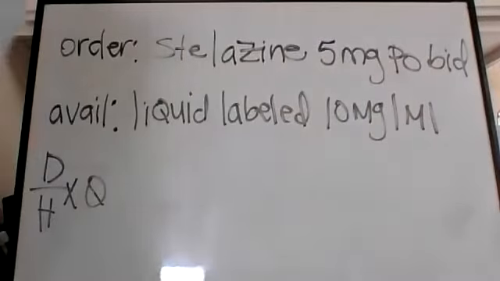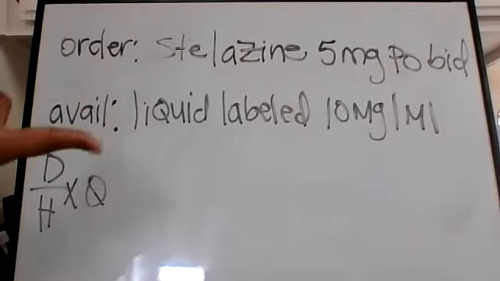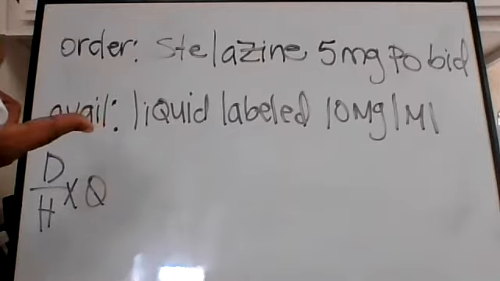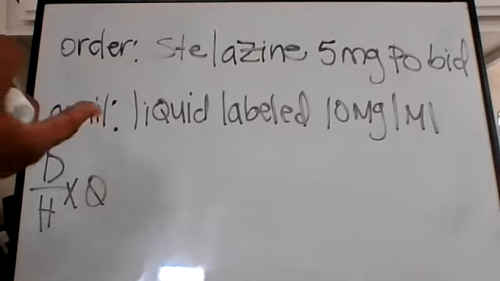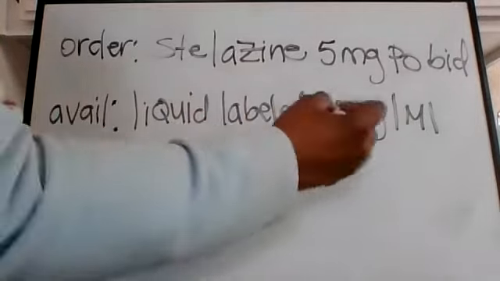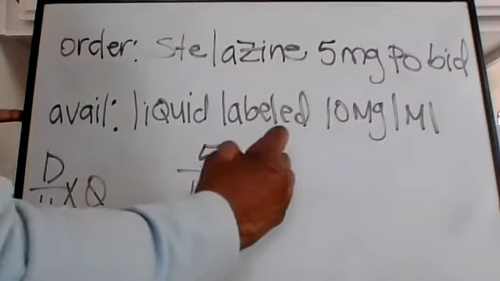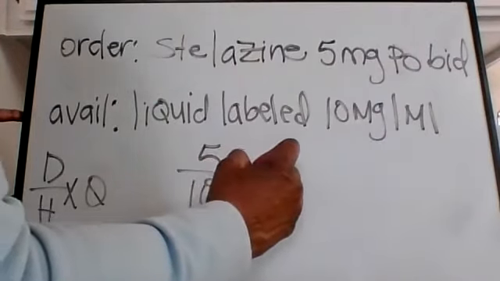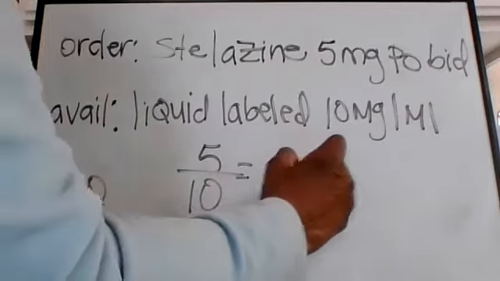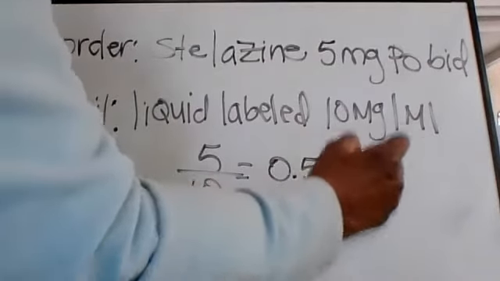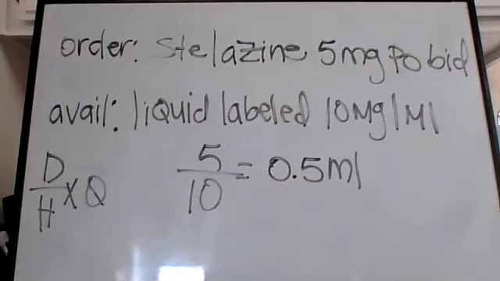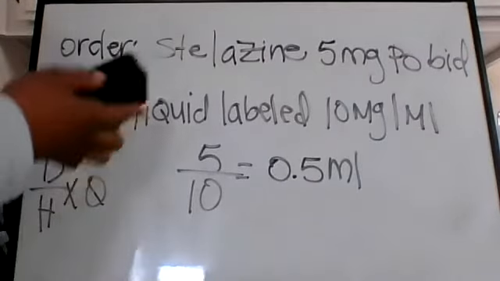All right, pause and work this one out. This was very easy. You can actually look at this one and solve it, right? You don't have to do too much work with this one. You don't have to convert. So that's 5 divided by 10, right? And we already know the answer. It's 0.5 milliliters is the answer. Okay.